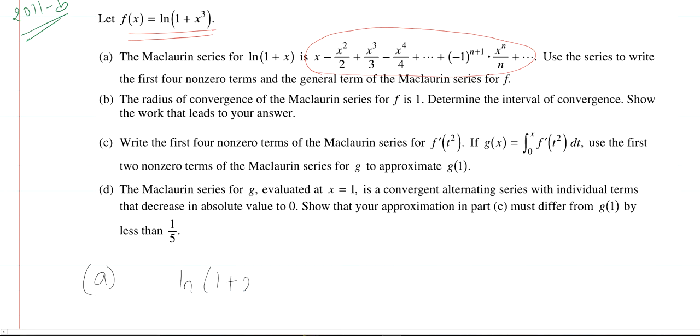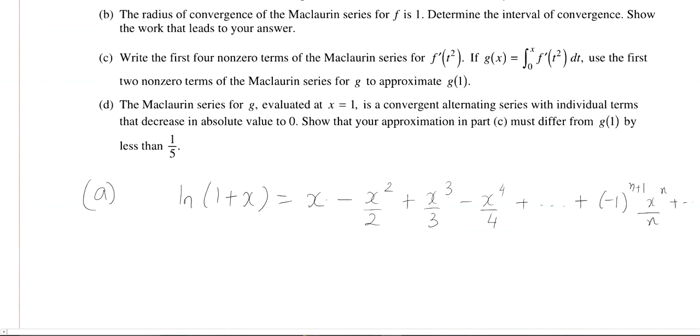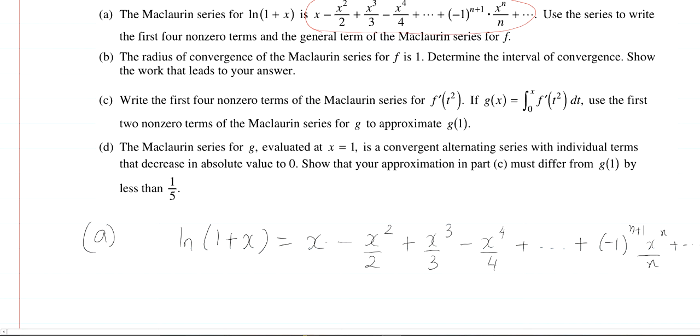So you've been given ln of 1 plus x is equal to x minus x squared over 2 plus x cubed over 3 minus x to the 4 over 4 plus dot dot dot, minus 1 to the n plus 1, x to the n over n, plus dot dot dot. Now, if you notice this very carefully before we go into the problem, if you replace x with 1, you end up with the alternating harmonic series, and the sum of the alternating harmonic series happens to be ln of 2. So just an extra piece of information there.